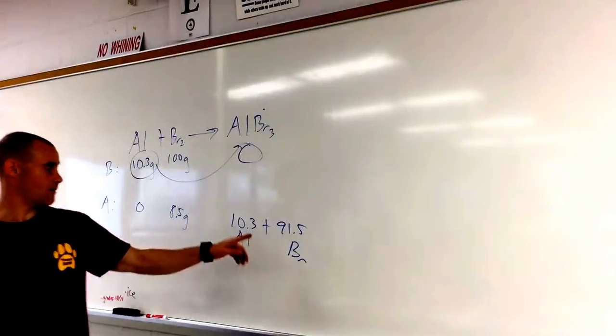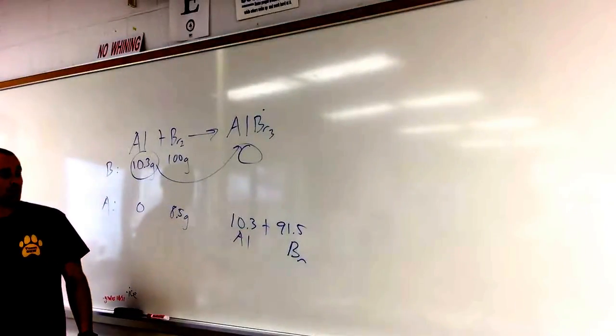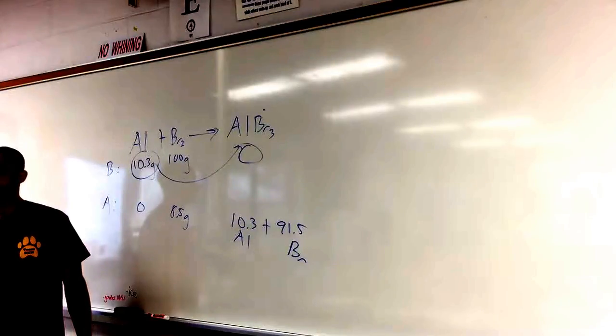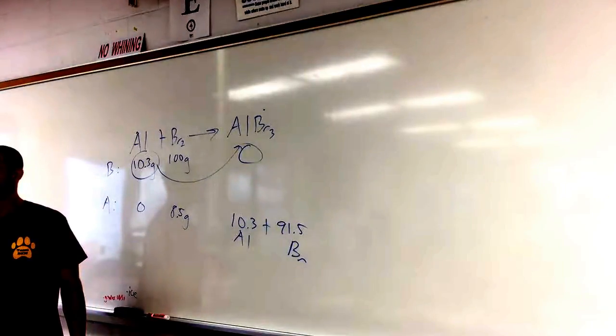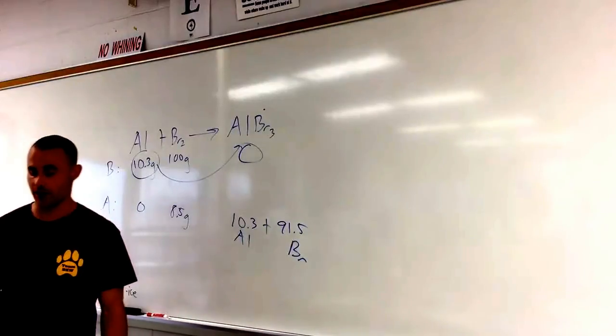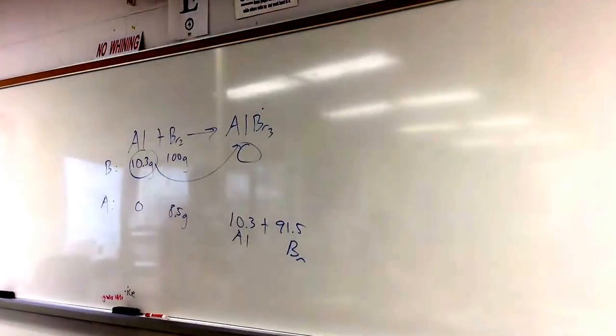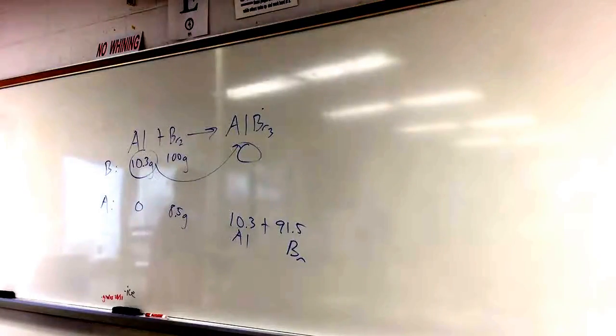How many grams of the compound? So 10.3 plus 91.5, which is 101.8. 101.8. That's the total mass of the compound. Questions? Okay.